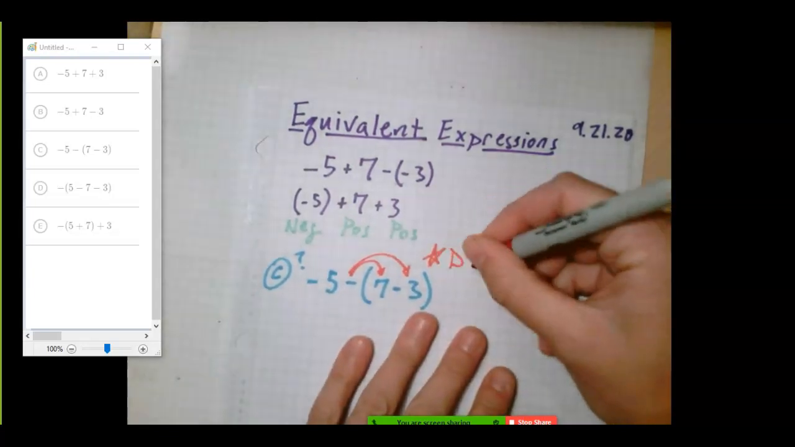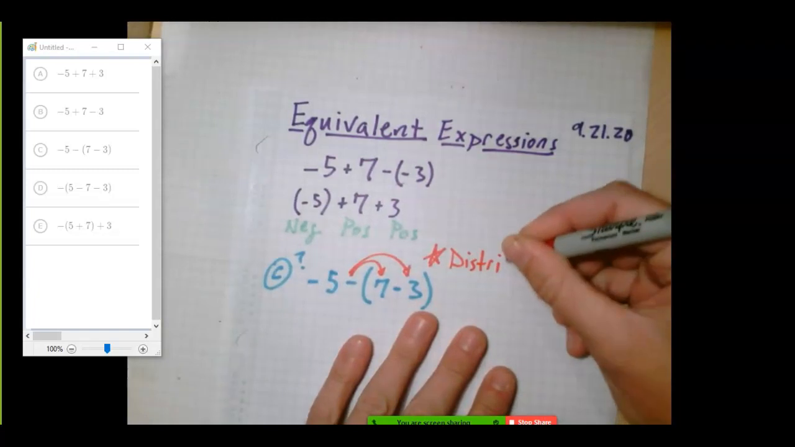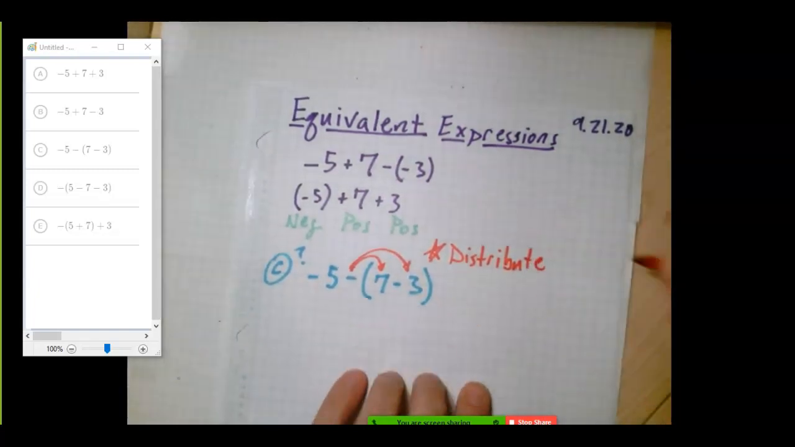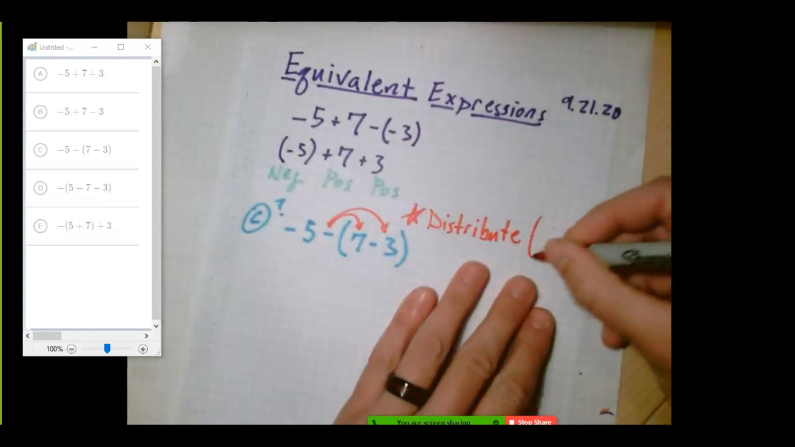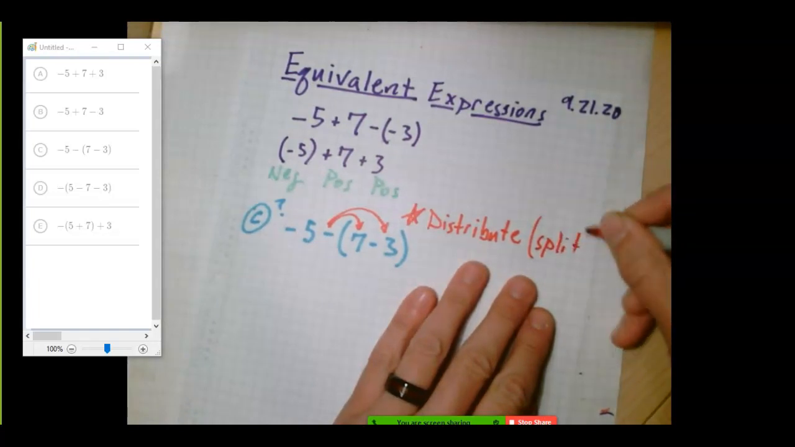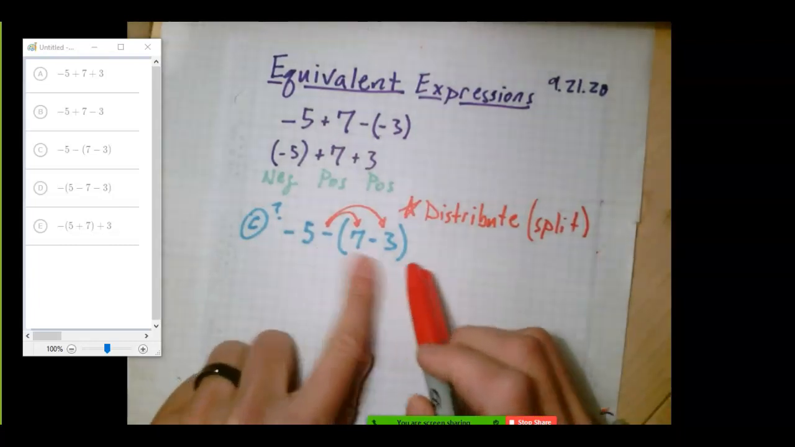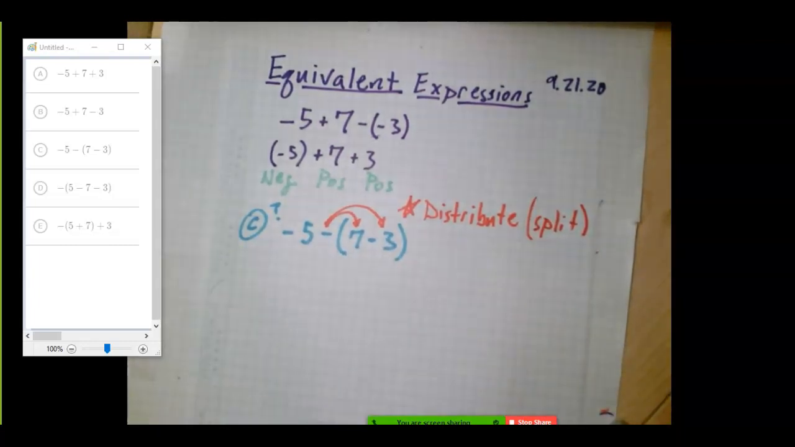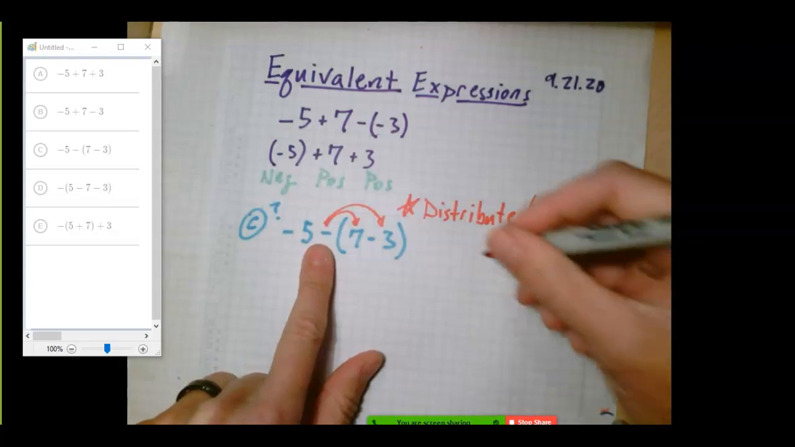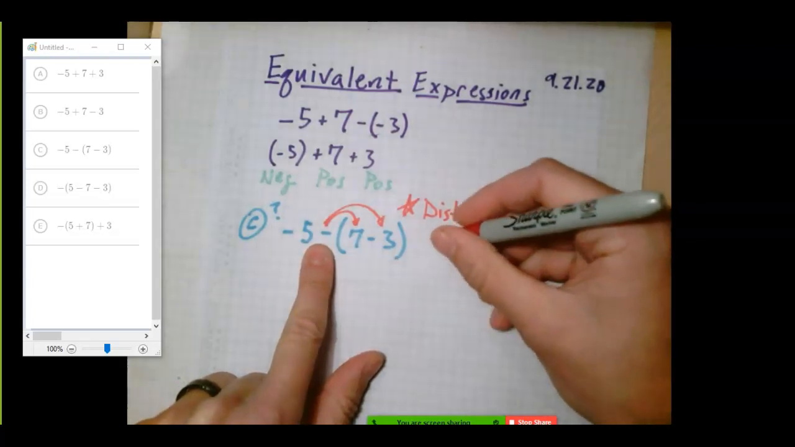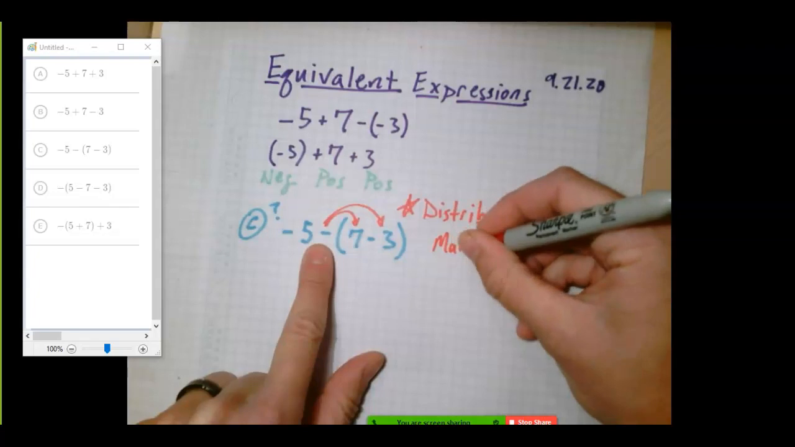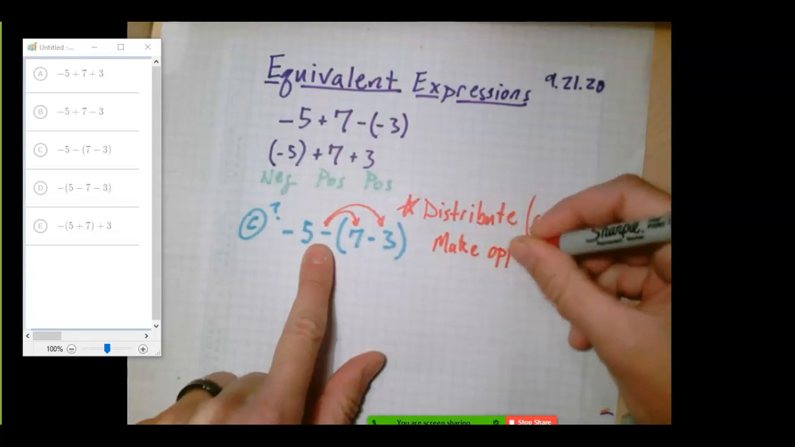So I would make a note in your notes that says distribute. And what distribute really means is split. Like if you order a pizza, you bring it home and then you distribute it to your family, you are splitting it up to everybody. What happens here is a negative makes everything the opposite. So what this negative says is make opposite.